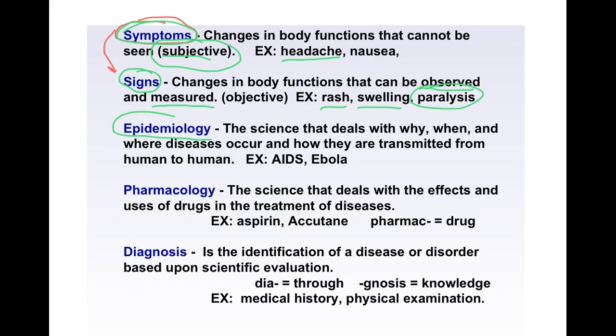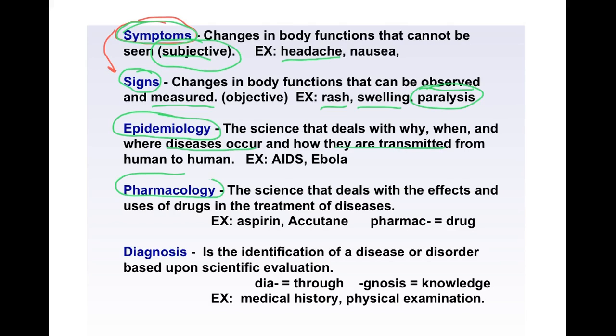Epidemiology, you've probably heard of epidemics. These are scientists, doctors who deal with the transmission of diseases, where they occur, and how they are transmitted from human to human. And if an epidemic did occur, they are the ones that best know how to stop the epidemic, how to treat it, and how to keep it from spreading.